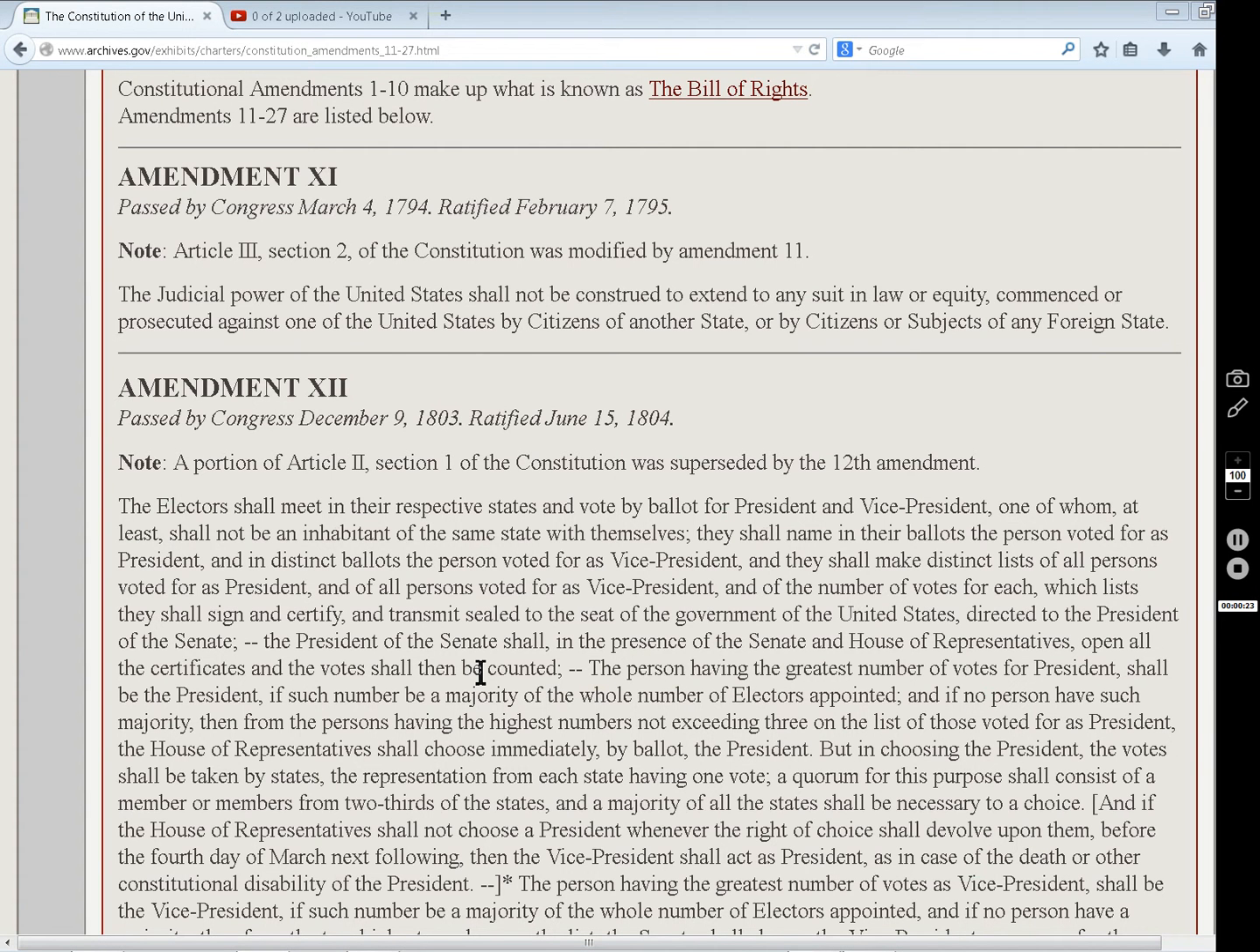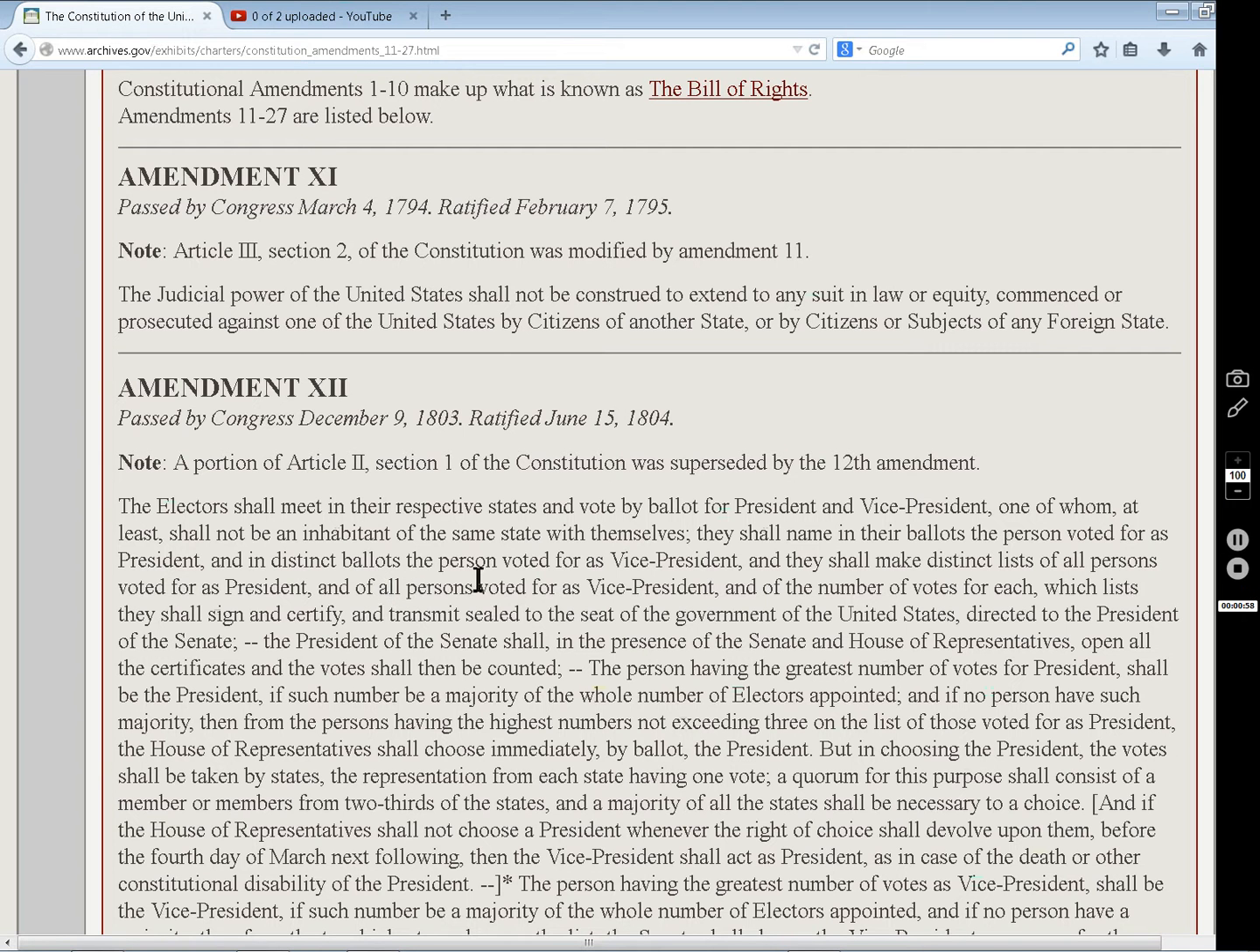The judicial power of the United States shall not be construed to extend to any suit in law or equity commenced or prosecuted against one of the United States by citizens of another state, or by citizens or subjects of any foreign state. Amendment 12, passed by Congress December 9th, 1803, ratified June 15th, 1804. Note: a portion of Article 2, Section 1 of the Constitution was superseded by the 12th Amendment.